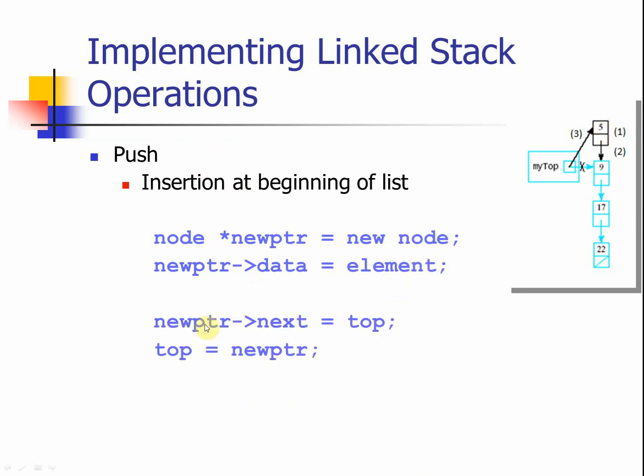Next is newPtr->next equals top. Once we have this space, the next part will point at the current top, whatever the top item is, originally the address of the first item. So we form this link, and then we say top equals newPtr, and that's it. Now the whole linked list will start with 5. The element 5 goes to 9, 17, and 22. That is as simple as the push operation using the linked list.